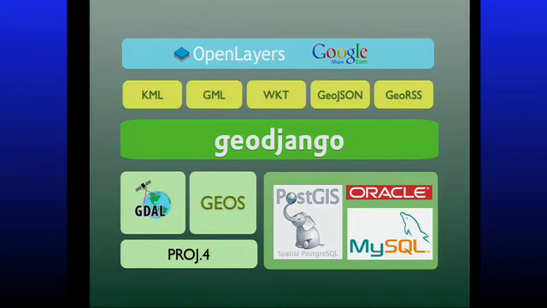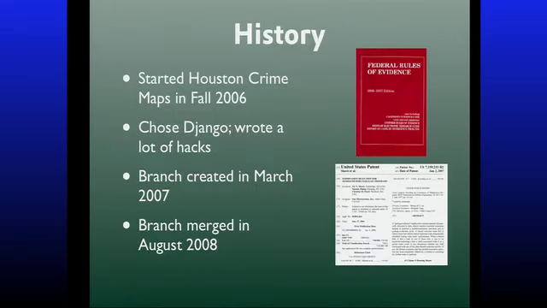And then we've got ways to serialize out to web mapping systems through KML, GML, WKT, GeoJSON, and GeoRSS. And you can feed it to your favorite mapping platform of choice, be it OpenLayers or Google Maps or Earth. My preference, I like Google's base layer, but I really like OpenLayers a lot.